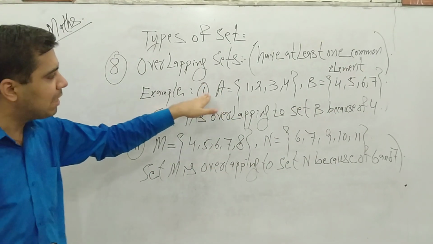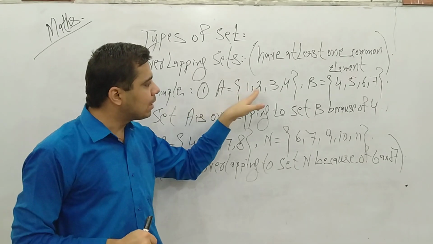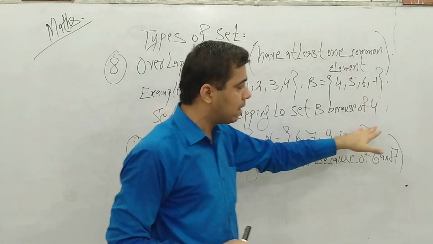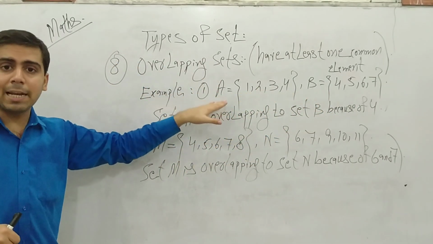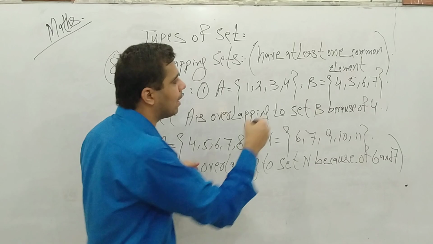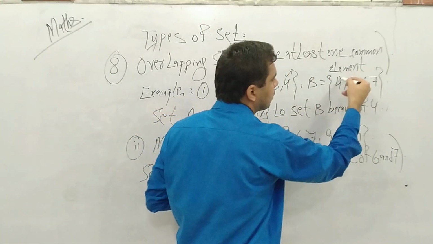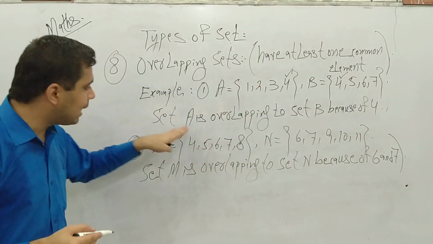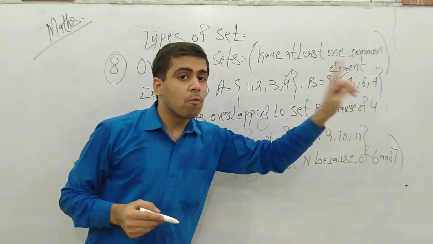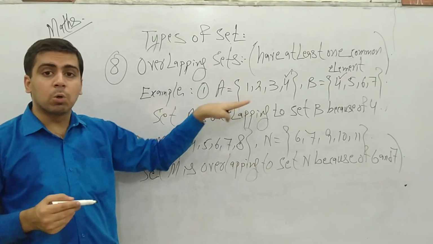Now see the example. Example A: set A equals {1, 2, 3, 4} and set B's elements are {4, 5, 6, 7}. Now can you see whether there is any common element between both sets? My students, you can clearly see that 4 is given in both sets. It means that set A is overlapping to set B because of 4. 4 is the element that was common in both sets.